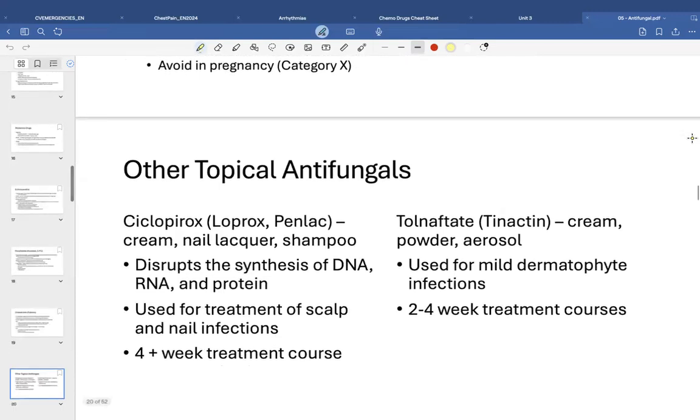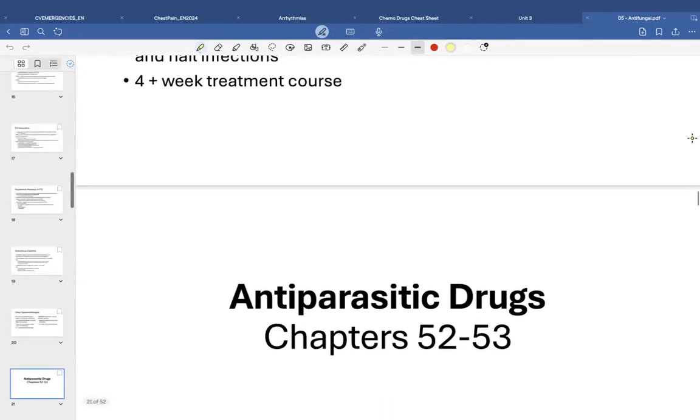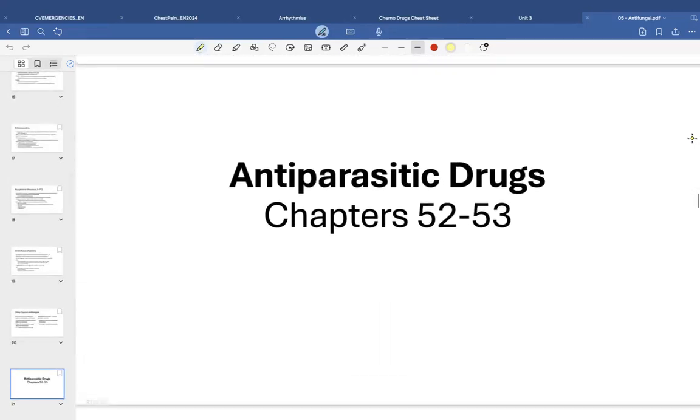And a couple other topicals, ciclopirox or Loprox, with the nail lacquer. That's a formulation I've seen the most of for nail bed infections. It requires 4 weeks of treatment minimum. And then there's luliconazole, which is active against the dermatophytes, as a cream, with 4 weeks of treatment. That brings us to the end of your antifungal shield.